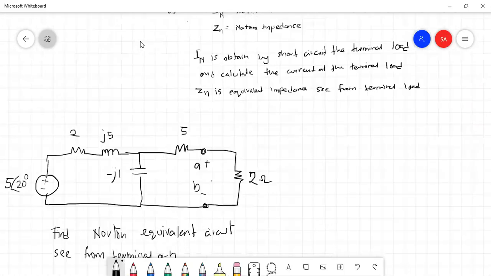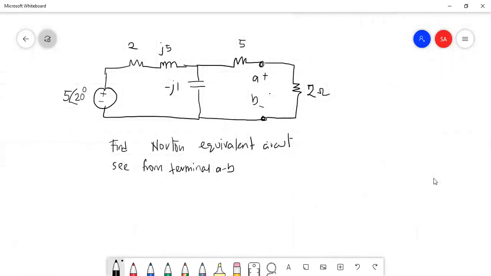For example, let's look at this circuit. This circuit has already been converted into the phasor domain, where you have a voltage source with a magnitude of 5 and a phase angle of 20 degrees. You have a resistor connected in series with an inductor, a capacitor, and also a resistor. This circuit is connected to a load through terminals A, B. The resistor of the load is 2 ohms, and the question is to find the Norton equivalent circuit seen from terminal AB. So to derive the Norton equivalent circuit, the two parameters you need to calculate are the Norton current and the Norton impedance.